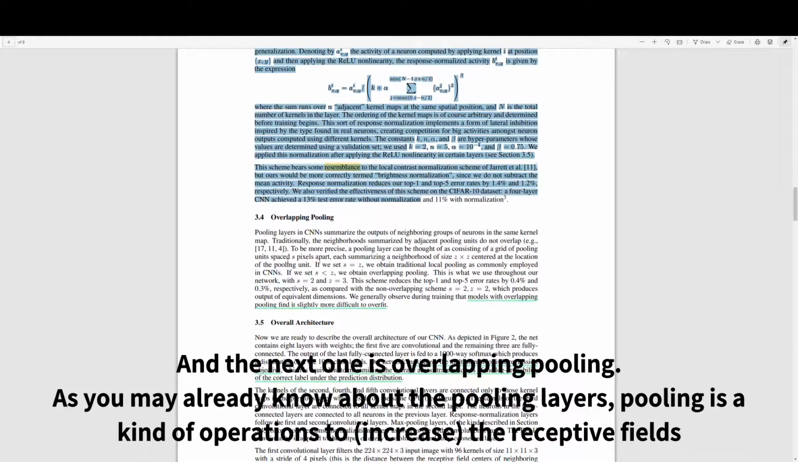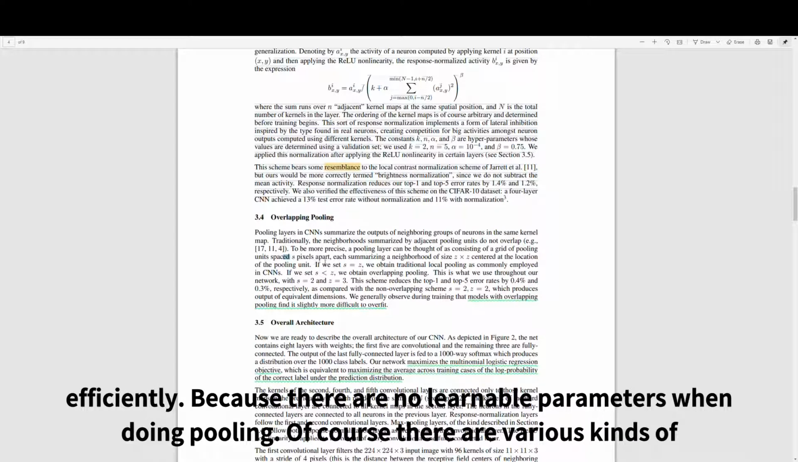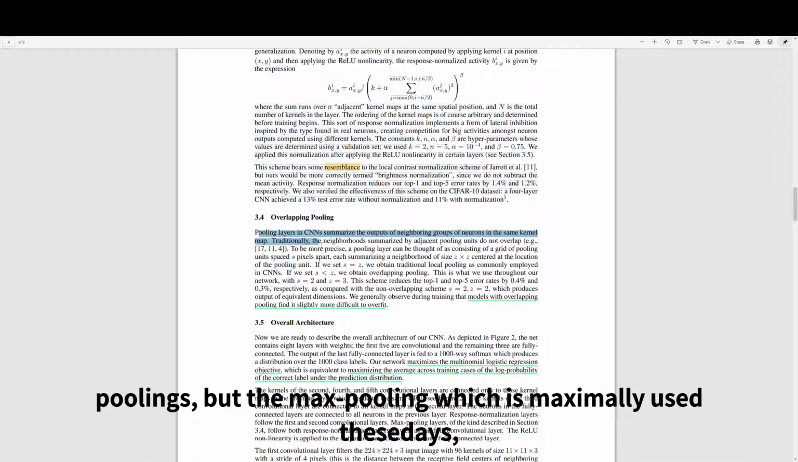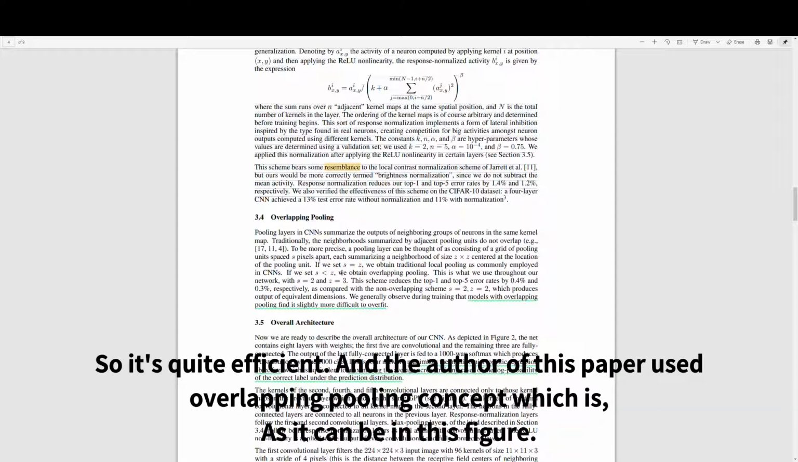The next one is overlapping pooling. As you may already know about pooling layers, pooling is an operation to reduce the size of the activation maps, reducing the receptive field and the parameters efficiently, because there are no trainable parameters when doing pooling. Of course, there are various kinds of pooling, but max pooling, which is still mostly used these days, doesn't require any trainable parameters, so it's really efficient.